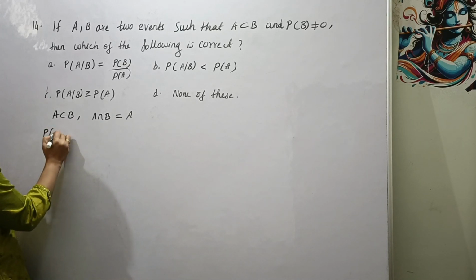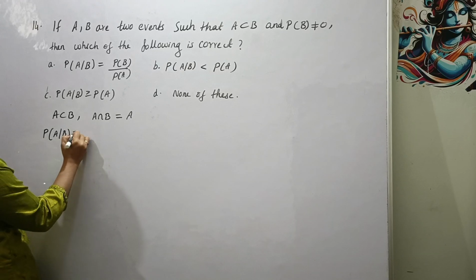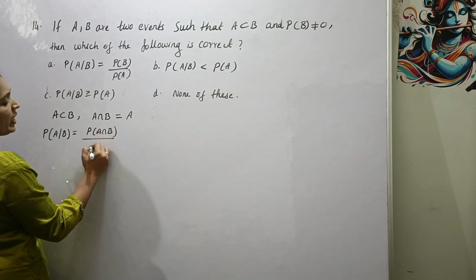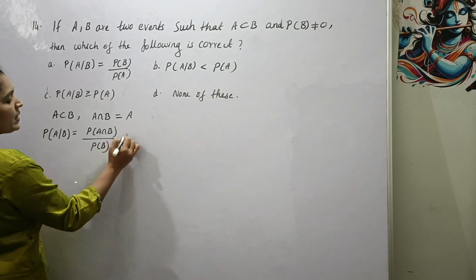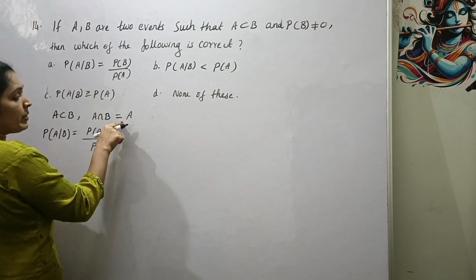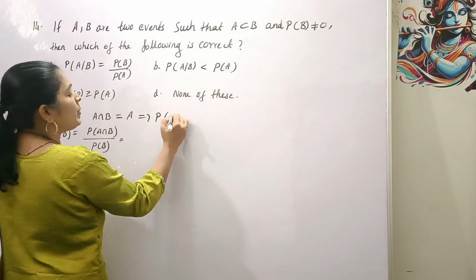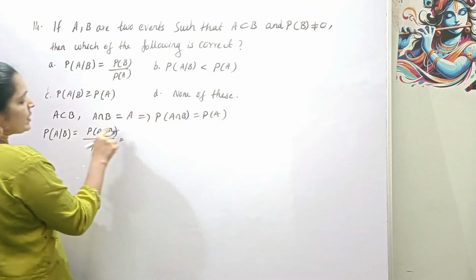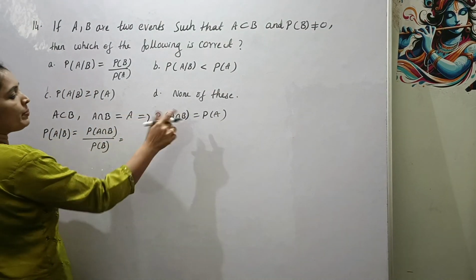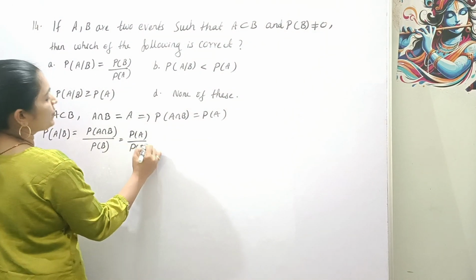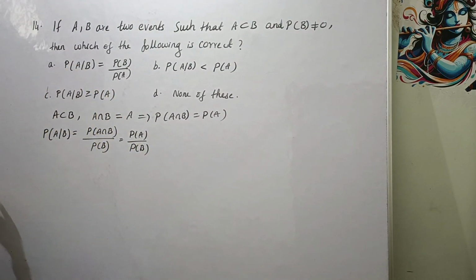Now, what is probability of A given B? Formula is probability of A intersection B divided by probability of B, right? So if A intersection B is equal to A, it implies probability of A intersection B is equal to probability of A, right? So here probability of A given B is probability of A divided by probability of B. So it is not correct, okay?